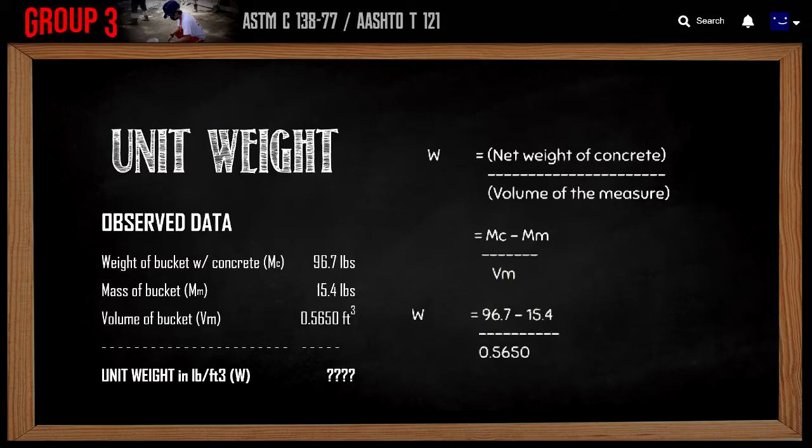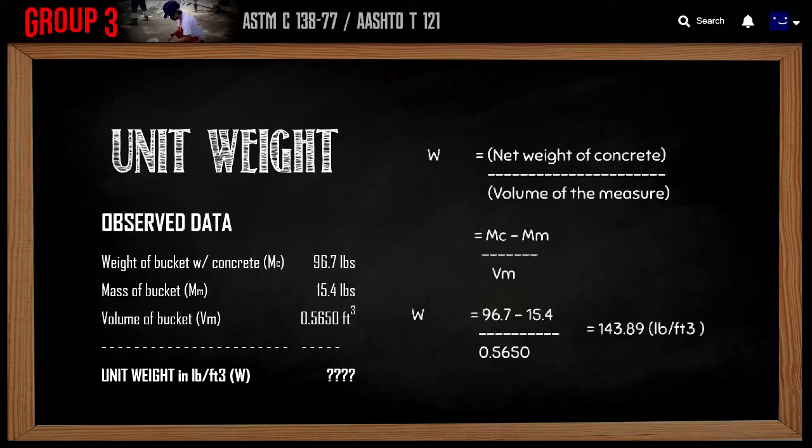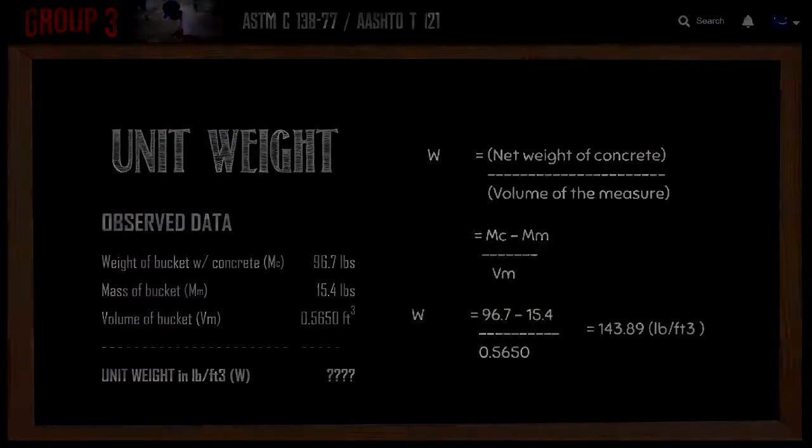So here, what we want to do is take the mass of our measure filled with concrete, 96.7 pounds, and subtract from it the mass of the empty measure, or M subscript M, which is 15.4 pounds. This leaves us with the weight of just the concrete. We now want to divide this difference by 0.5650 cubic feet, and rounding to the nearest tenth of a pound, we should come up with an answer of 143.9 pounds per cubic foot for this concrete.